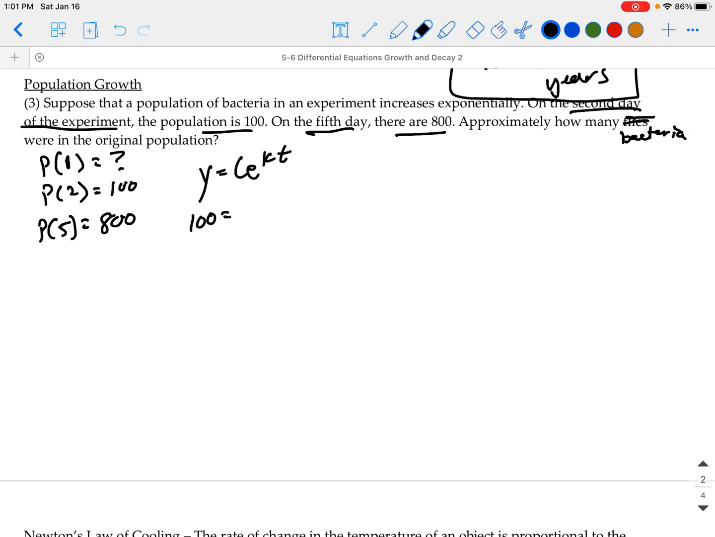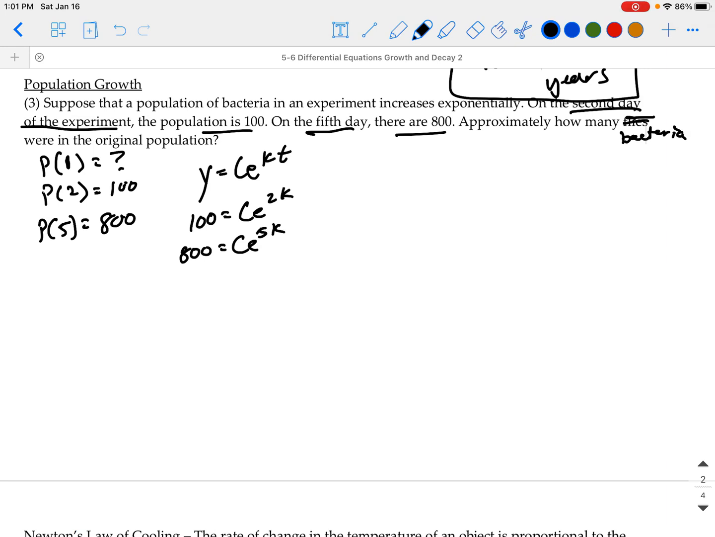So we know 100 is equal to Ce^(2k), and 800 is equal to Ce^(5k). And so we've got this system of equations. We need to solve for one of the unknowns. So we'll just note here that we can solve both of these equations in terms of C maybe and set them equal to each other. We could take a ratio of values. So there's a couple of different choices that we have here.